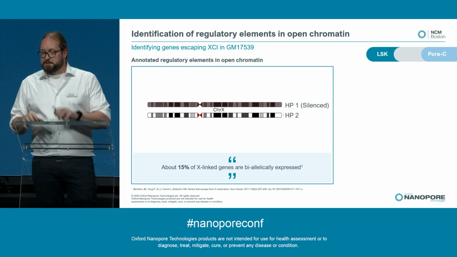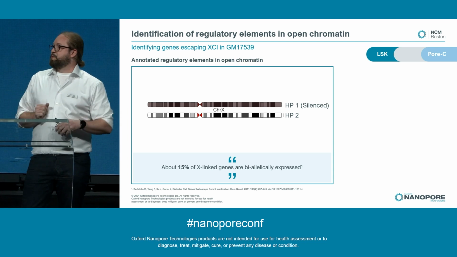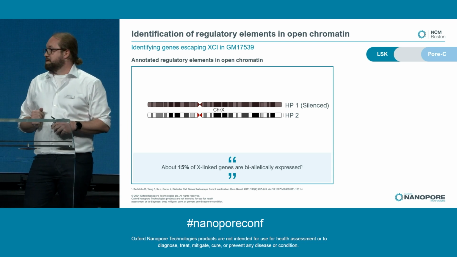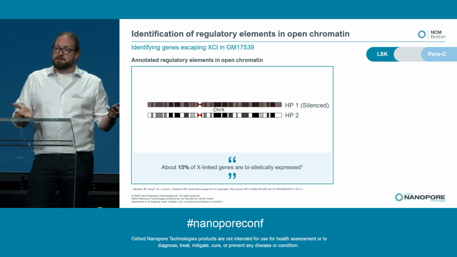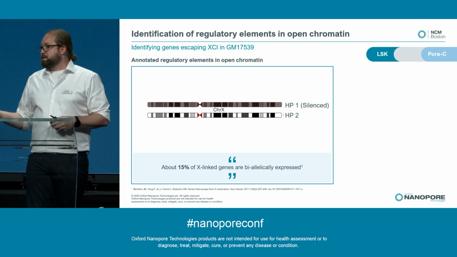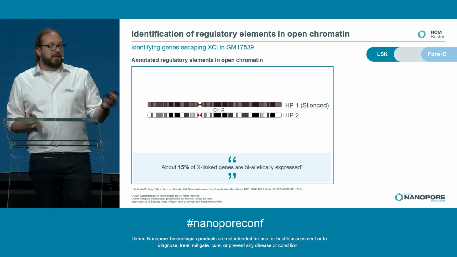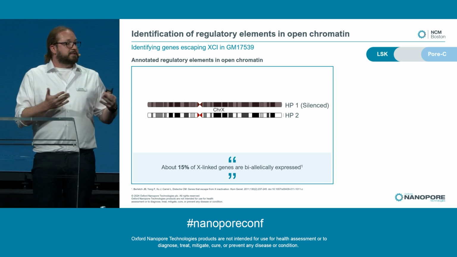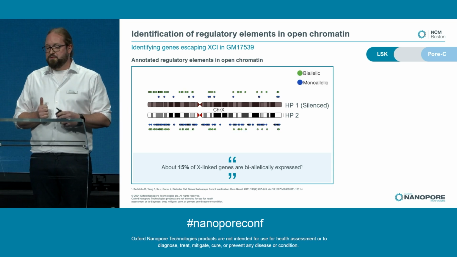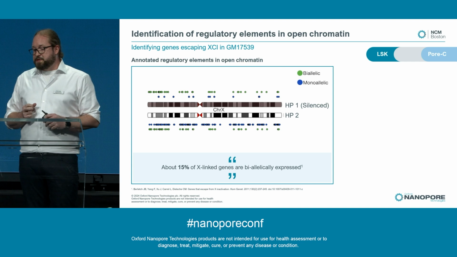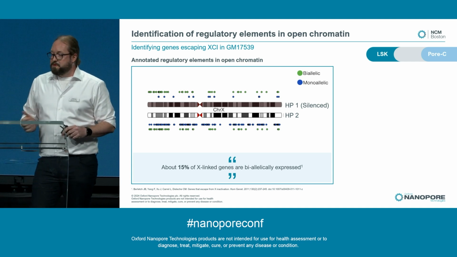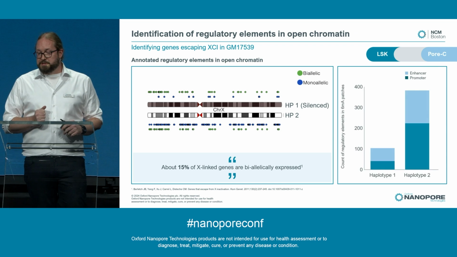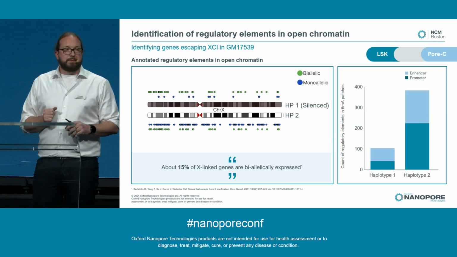So what we did is we took our two fully phased haplotypes. We know that haplotype 1 is the silenced one. We looked at all the regulatory elements annotated on chromosome X, and we just checked, are they in open chromatin or not? So again, we used that as a proxy of, are they escaping or not? And what we found is that the vast majority of the elements are in open chromatin on haplotype 2, and only a small proportion is in open chromatin on haplotype 1.